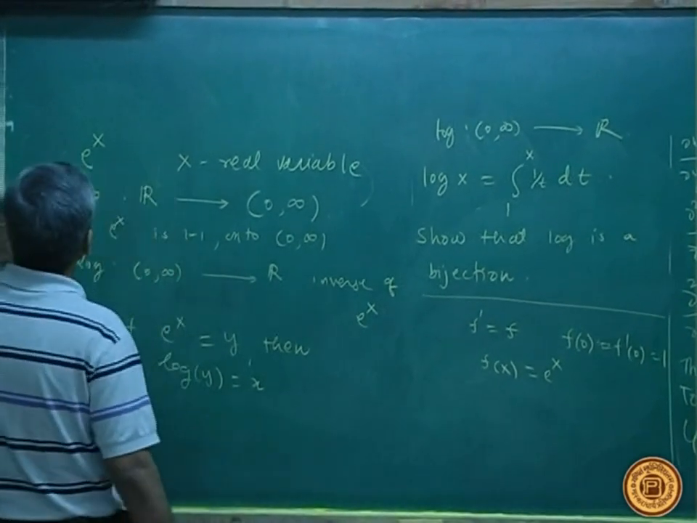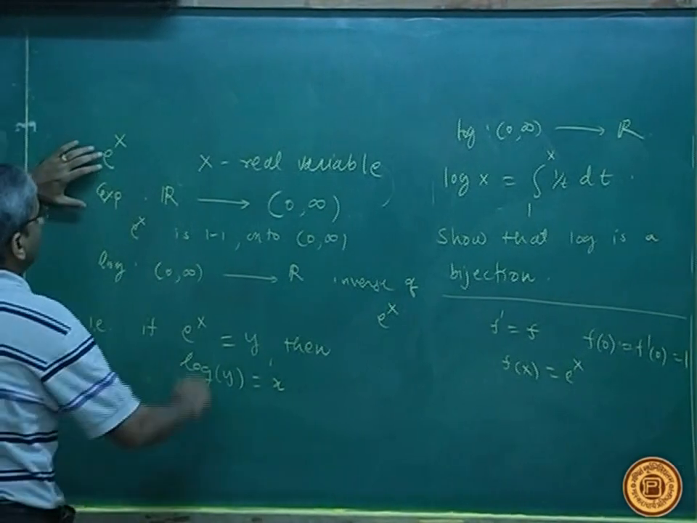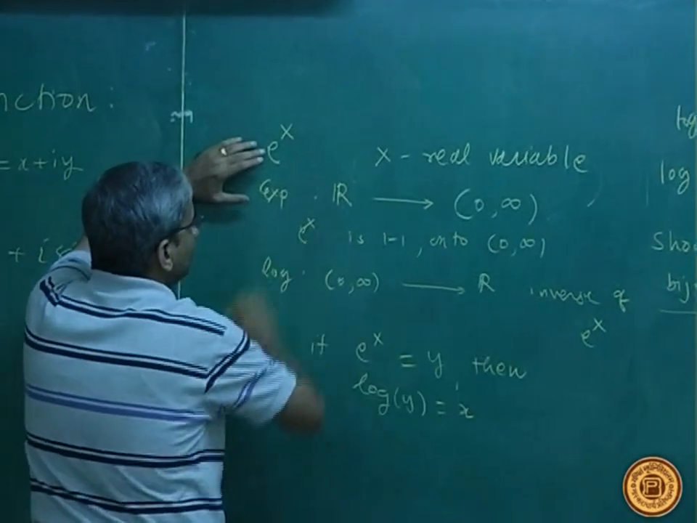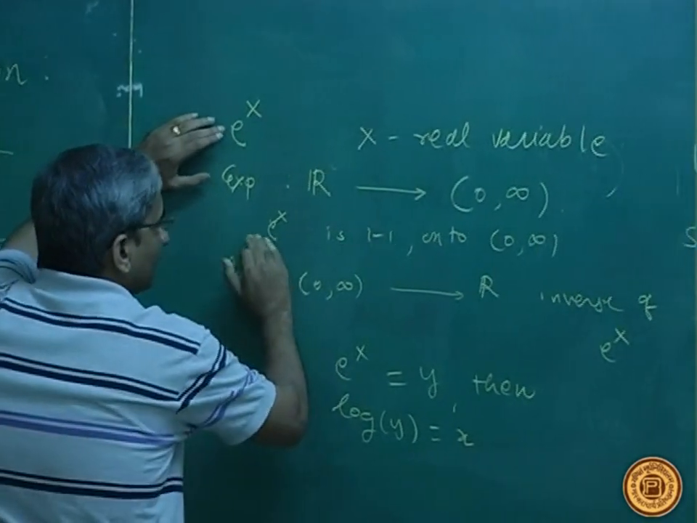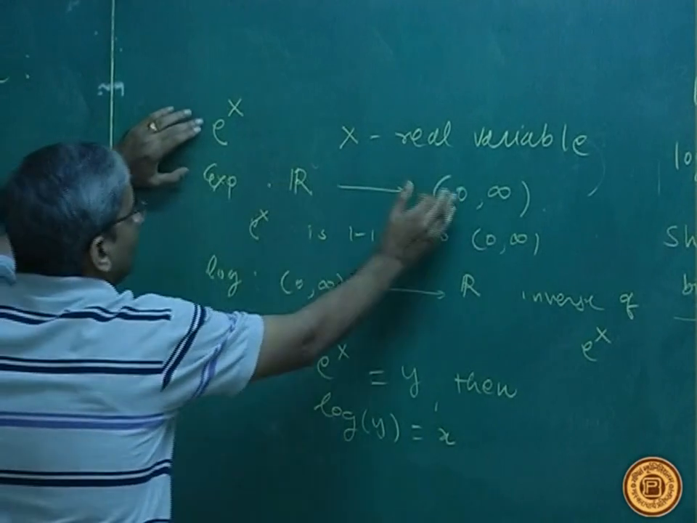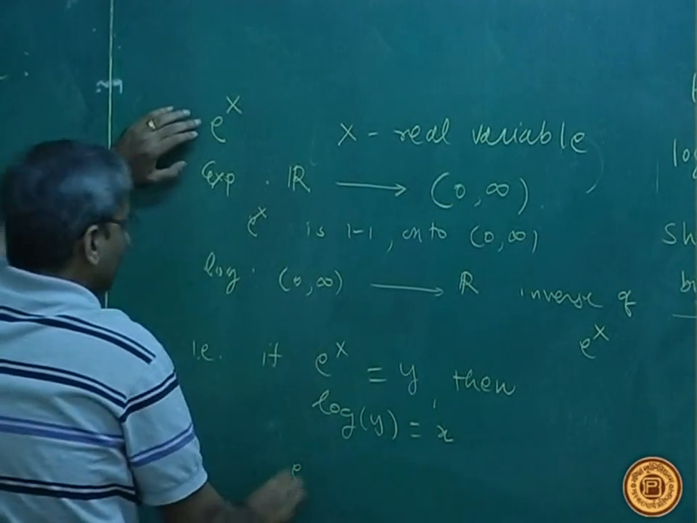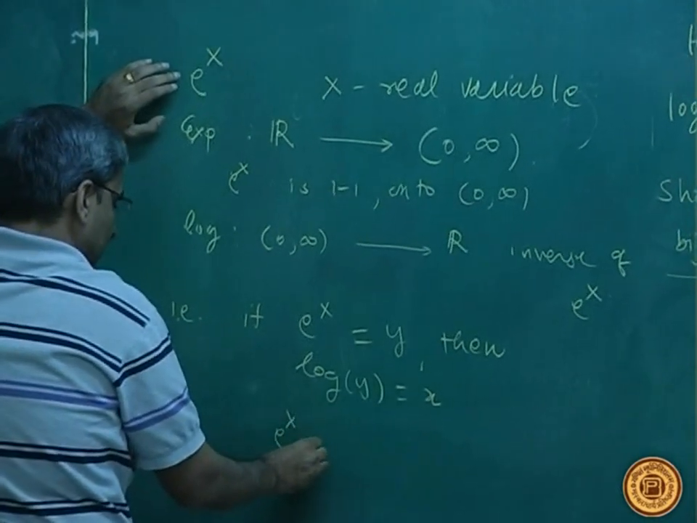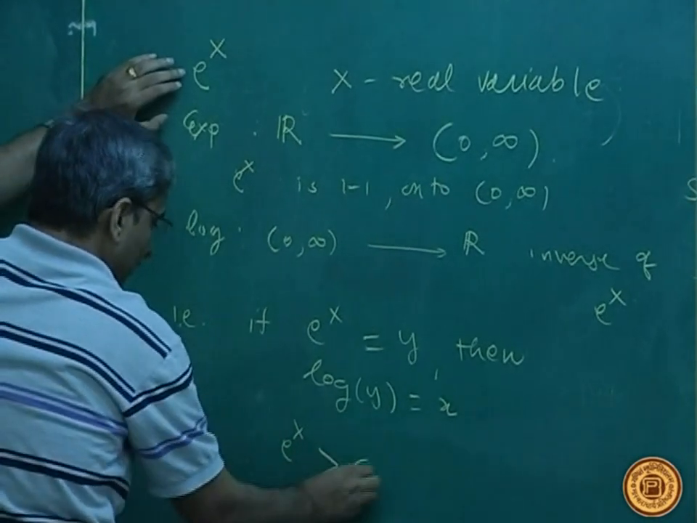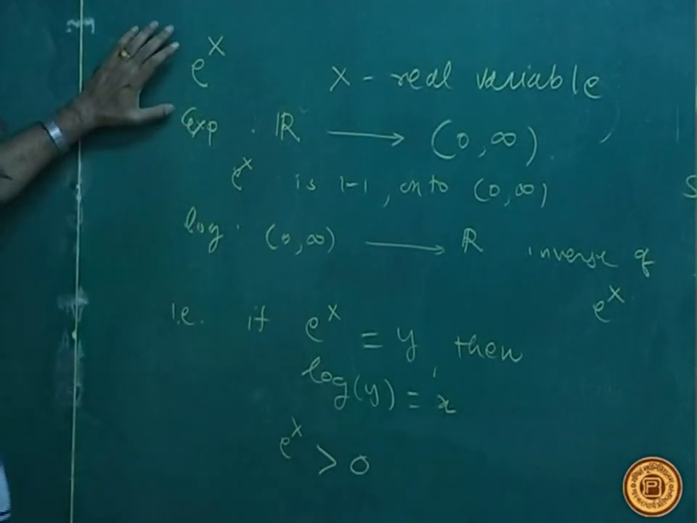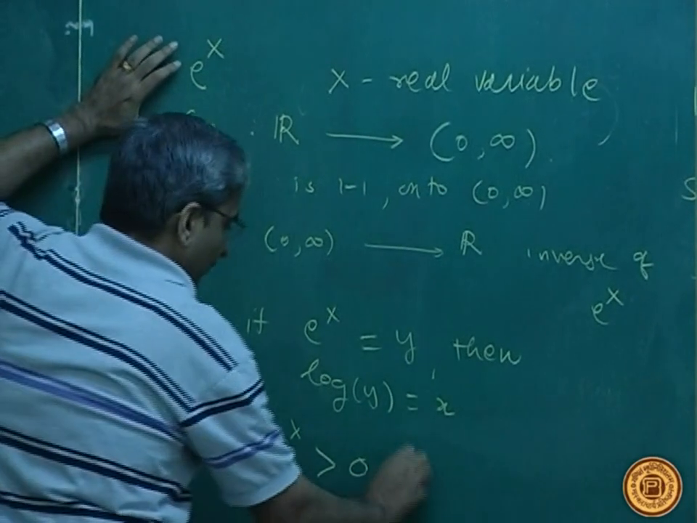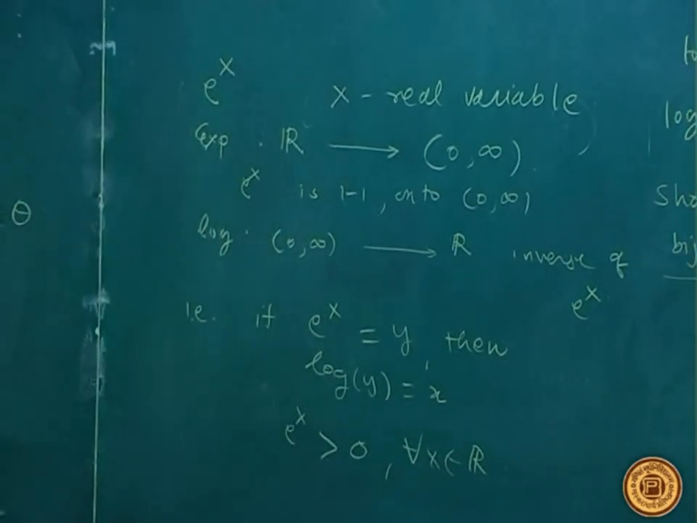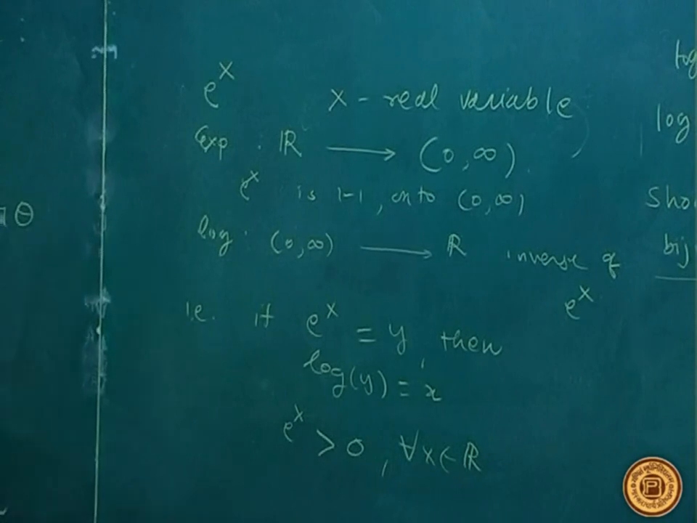But anyways, you keep these properties in mind, that is, the exponential function is 1-1 and onto from R to (0, infinity). That means it is always positive, it never takes value 0 or even a negative value. So the exponential function is always positive for all x in R. Okay.